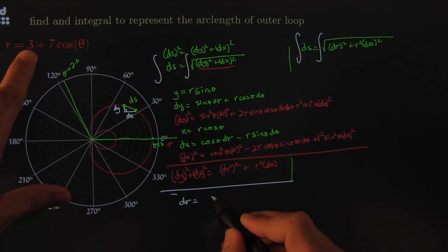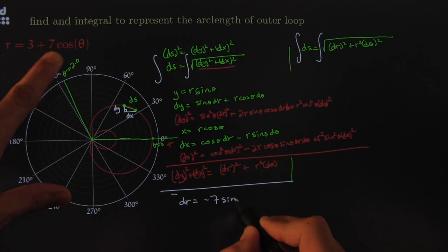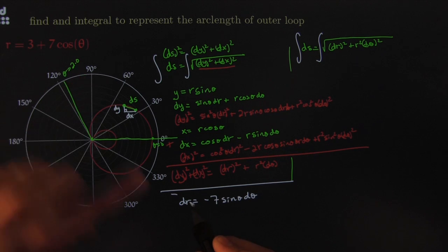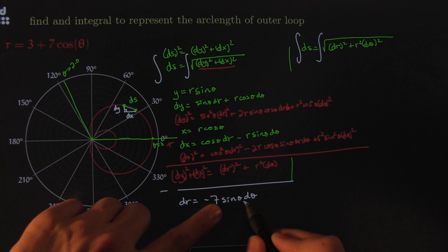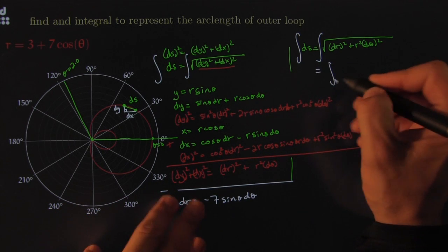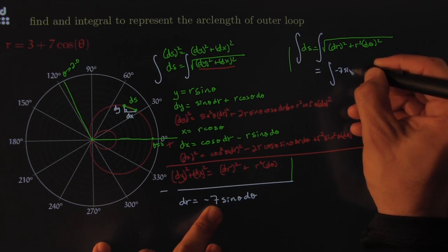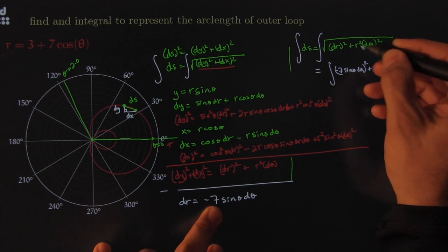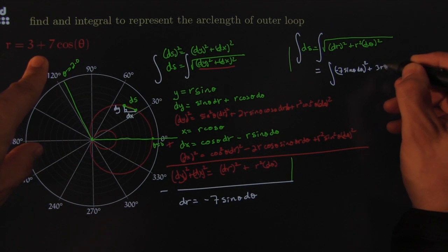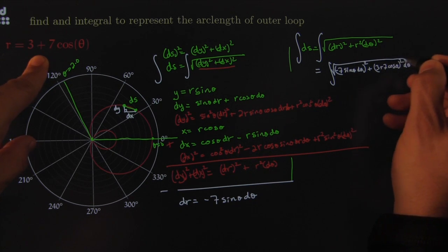dr is equal to, the derivative of 3 is 0, that would be negative 7 sine of theta d theta. So a dr can be exchanged for that. So therefore this becomes the integral of my dr squared, so that would be negative 7 sine theta d theta squared plus r squared, that would be 3 plus 7 cosine theta squared times d theta squared. All that has a square root.